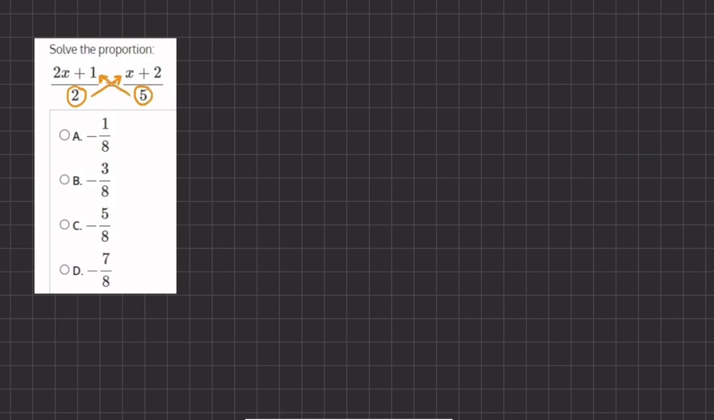We are going to multiply the denominator 2 by the opposite numerator, x plus 2. And we're going to set it equal to the denominator 5 times the opposite numerator, which is 2x plus 1. Now we have an equation that we can solve for the value of x, in order to find its value.